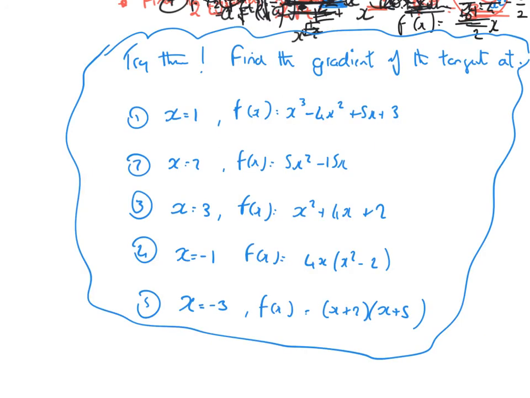Okay, you're now going to have a go at these ones. So for each one you're going to find the gradient of the tangent at x equals 1, 2, 3, minus 1 and minus 3 for these ones. For the fourth one you'll need to expand that bracket out first before you decide to differentiate, and similar for question 5. We'll pick that up tomorrow.